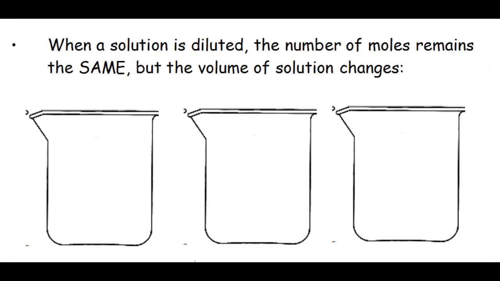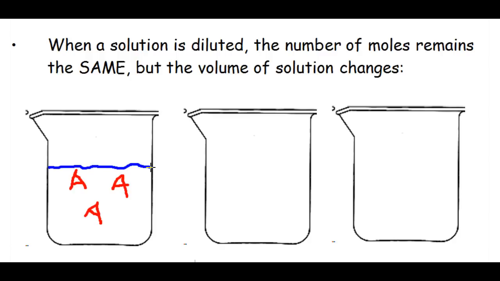Okay, so one idea that I want to make clear to you is that when a solution is diluted, the number of moles will remain the same, but the volume of the solution will change. Let me explain what I mean by that. Let's say I have a solution with 3 particles in it. I'm going to call those particles just particle A, randomly. So I have those 3 particles in a certain volume of solution, let's say about yay high.